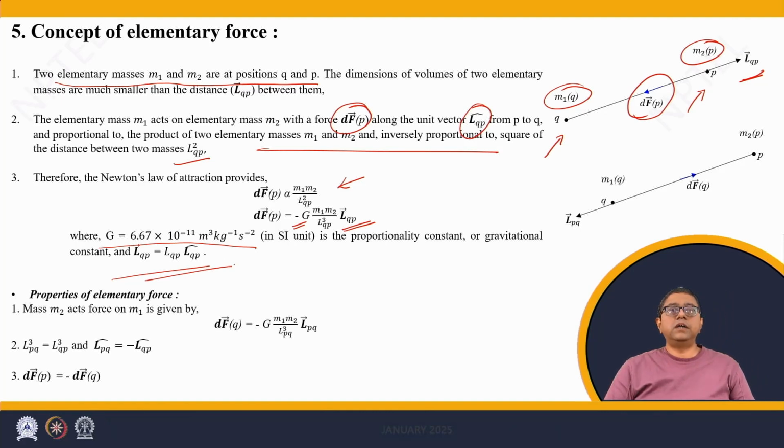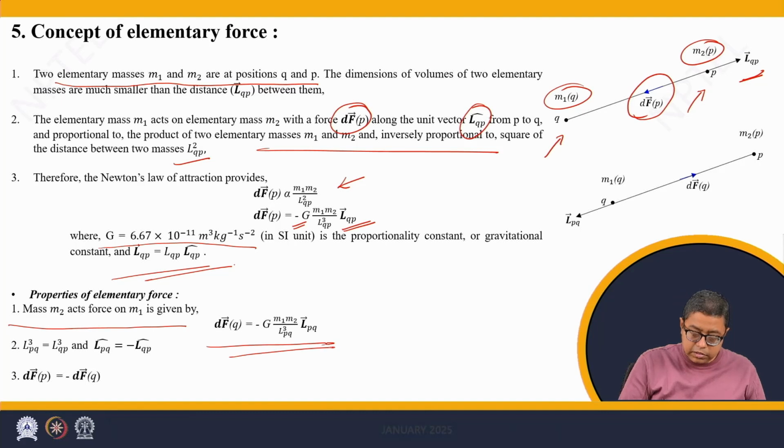Now we will have a discussion on the various properties of this elementary force. The mass m2 acts with an elementary force on m1 given by dFq, which is minus G m1 m2 by lpq. Note the change in the notation from lqp to lpq, as the dF is now related to q.